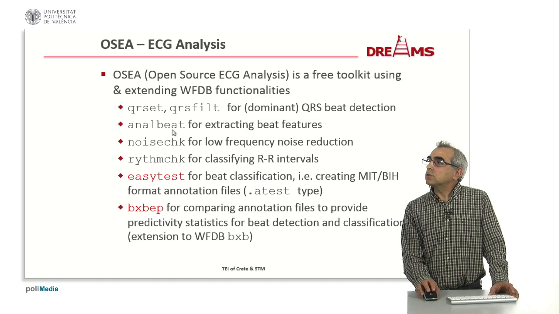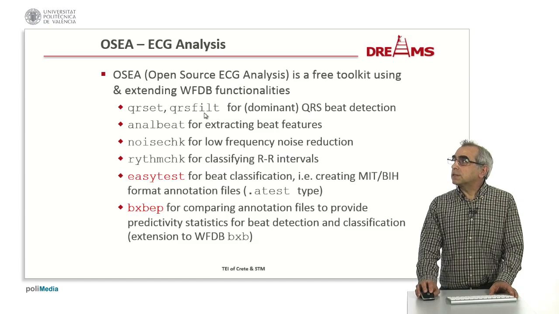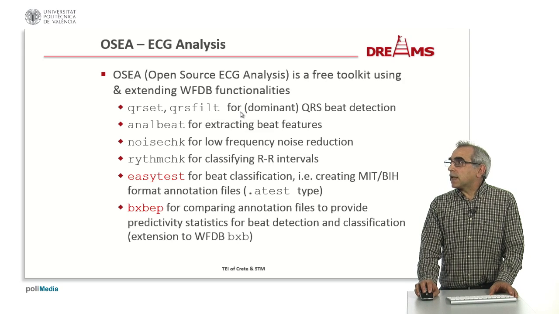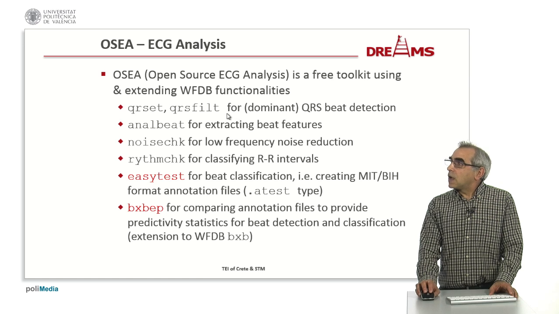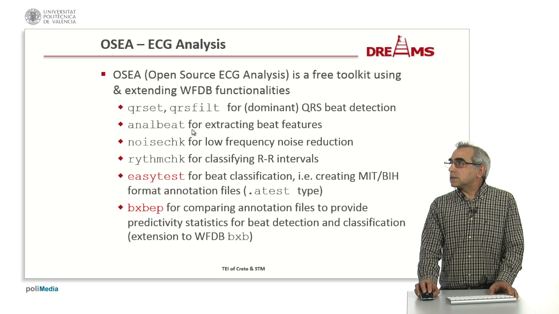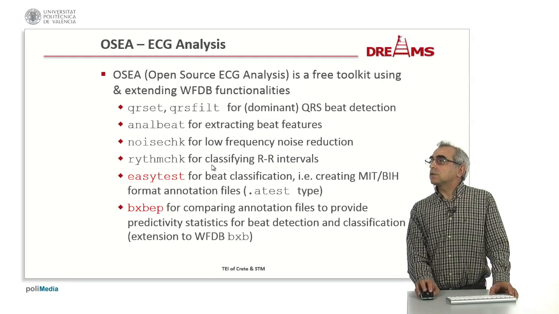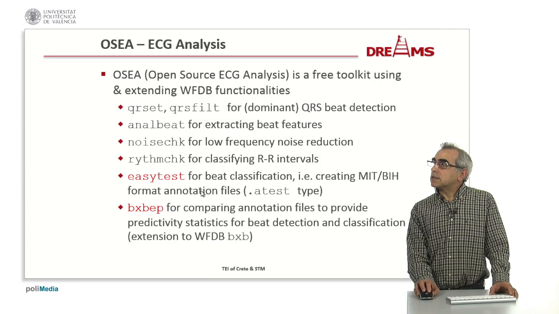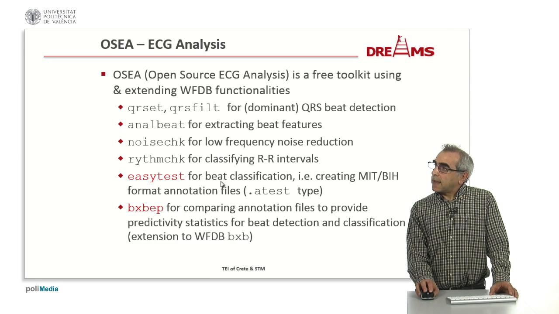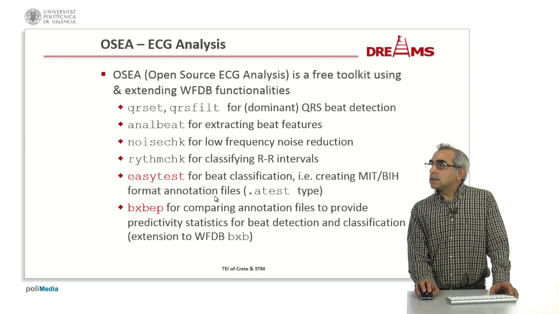The OSEA is a free toolkit that really extends WFDB functionalities with, for example, filters that use specific algorithms to detect dominant QRS beat detection. Anal bit is another script that allows us to extract beat features, noise check to remove low frequency noise, rhythm check, which is very important for classifying RR intervals, and easy test, which we use to detect and actually classify the beats, and create a test type of annotation files, which will be used by Wave.